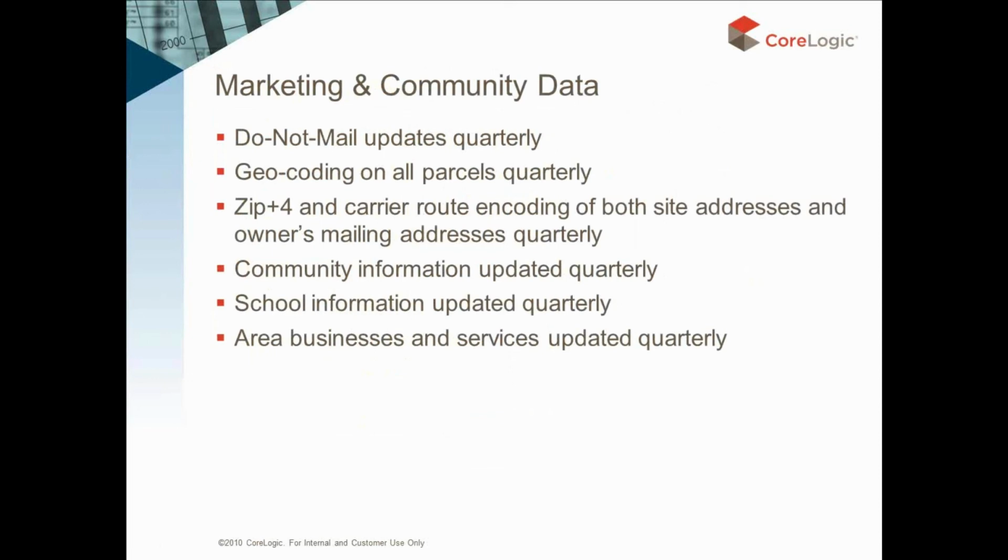Now, as for the people who do want to be reached by mail, we geocode all those parcels quarterly. We've got the zip+4 and carrier route encoding on physical addresses and owners' mailing addresses as well. We also update information about your schools and businesses and your neighborhoods on a quarterly basis as well. So we're trying to keep all that information as up to date for you as possible.